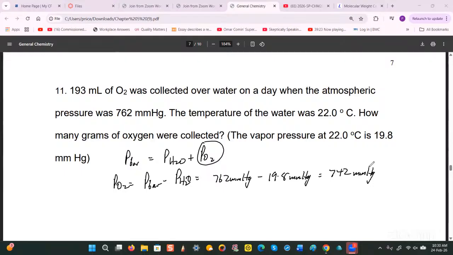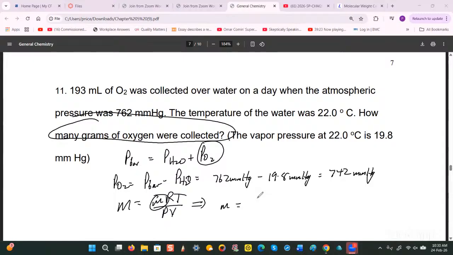Now, that's the pressure of the oxygen, but the question is asking for how many grams of oxygen, right? So the equation that would come to mind is an equation that we met before, which is molar mass is equal to mRT over PV. Now the question is asking for the mass in grams. So what I would do is rearrange this to get m, and that will be equal to uppercase M PV divided by RT. And then what I would do is put the numbers in. Now the molar mass of oxygen is 32.00 grams per mole, right? Times P. What is P?